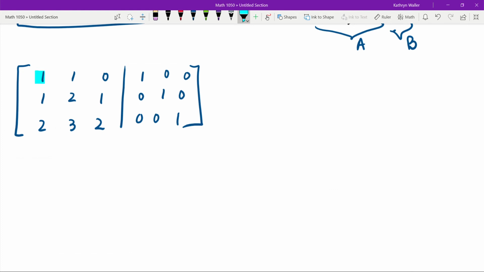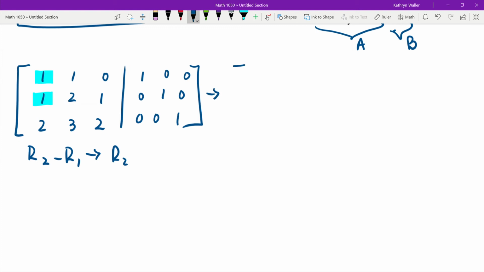The first thing I need is a 1 right there. Done. The second thing I need is a 1 right there. Now let's see if you can answer this question. I could do row 1 minus row 2, or I could do row 2 minus row 1. They both work. One's better. Which one's better? 2 minus 1. It's a 2 for 1. So row 2 minus row 1 becomes my new row 2.